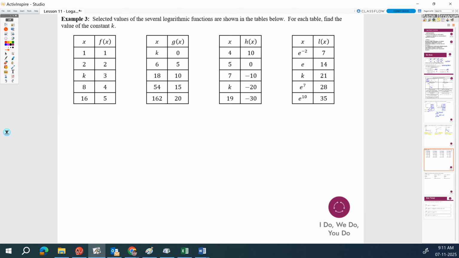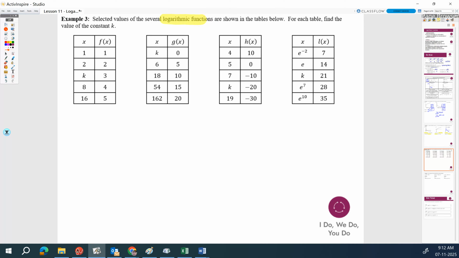This is the tricky part. So we've got selected values of the logarithmic function shown in the table. We have to find the value of k. So it's important that it tells us that these are logarithmic functions. So what does that tell us about the input values? Are they all additive or multiplicative?